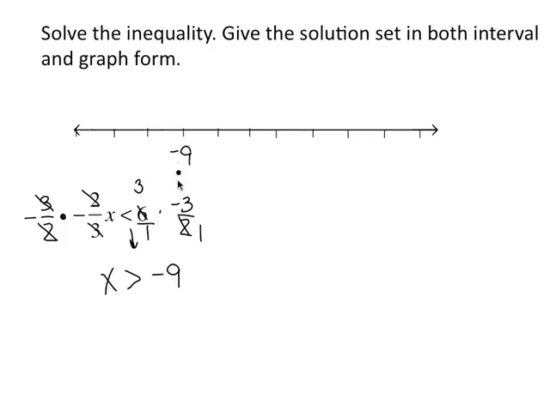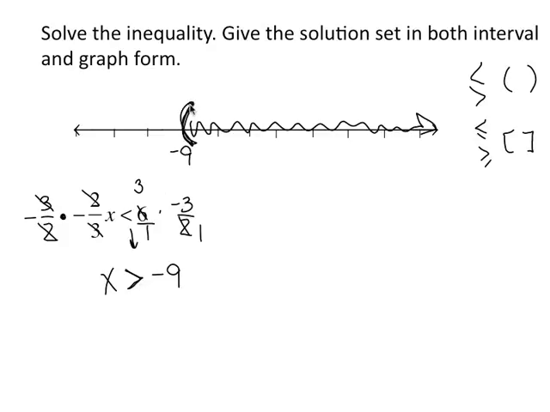So if this is negative 9, I want all the numbers that are bigger, so I need to shade to the right. So I would end up shading this part. Because I have a greater than symbol, I'm going to use an open parenthesis. Recall that if you have a less than or greater than symbol, you're going to use an open parenthesis. And if you have a less than or equal or greater than or equal, we're going to use the bracket. So in this case, because I have a greater than symbol and I don't have that equal sign, I'm going to use that parenthesis.